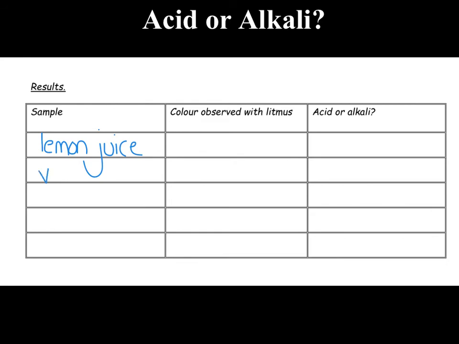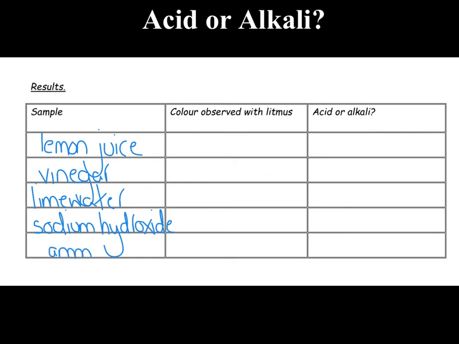She's also going to show you vinegar, lime water, sodium hydroxide, and a substance called ammonia. Now, as you watch the video of Mrs. Cummings doing the practical, I'd like you to write in the colour that the litmus changes, and then we've got to make the decision based on what we've just learned whether the substance is an acid or an alkali.